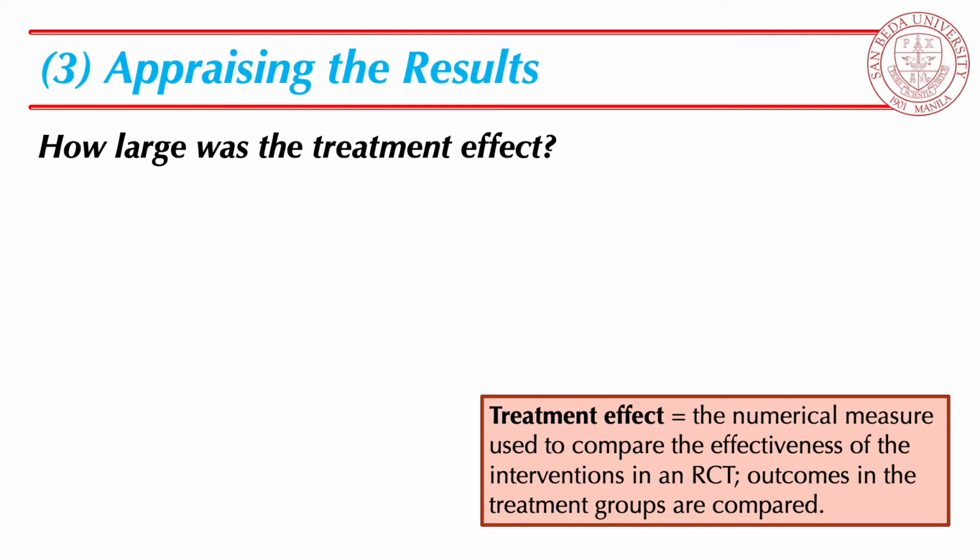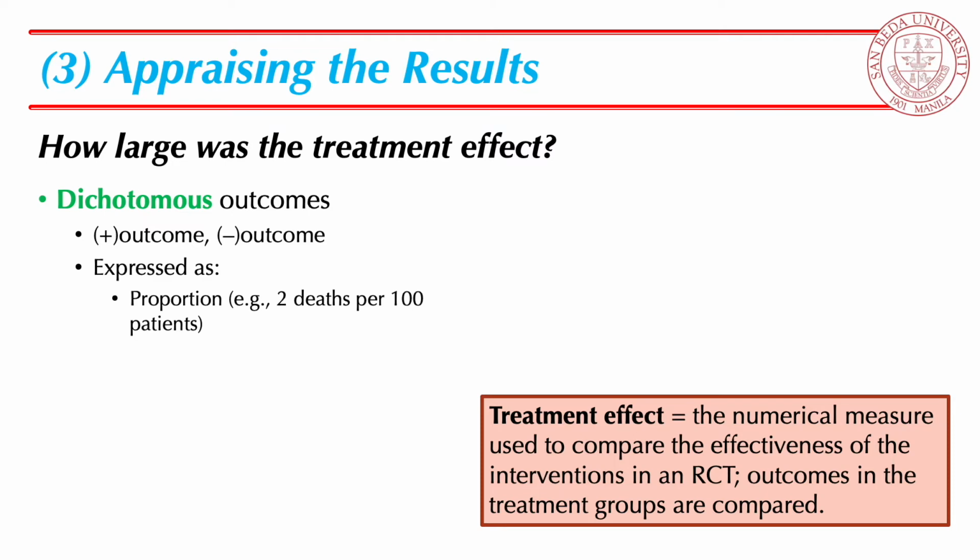The magnitude of the treatment effect may be expressed by comparing outcomes in the intervention and control groups. Now, some outcomes are dichotomous, meaning there are only 2 possible results, for example, death or survival. Dichotomous outcomes are usually summarized as proportions, for example, the proportion that died in each treatment group. From here, we can derive the following treatment effect measures: relative risk reduction, and absolute risk reduction. We'll go through them in detail later.